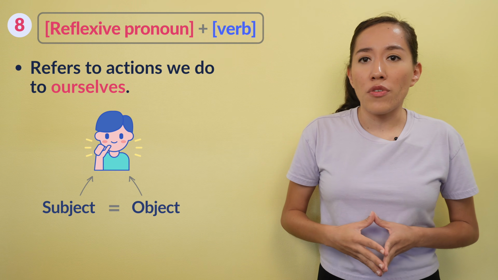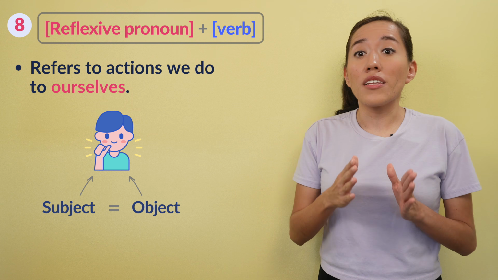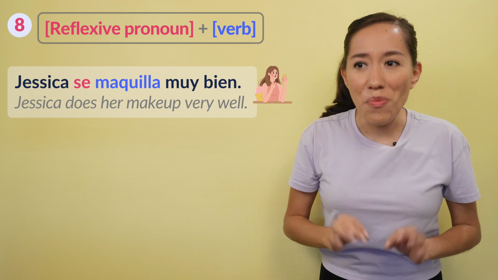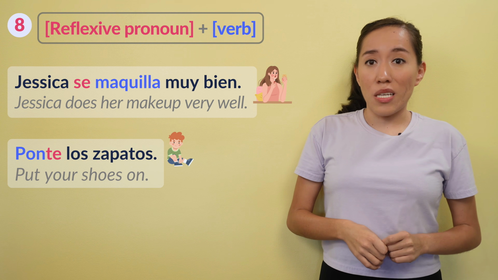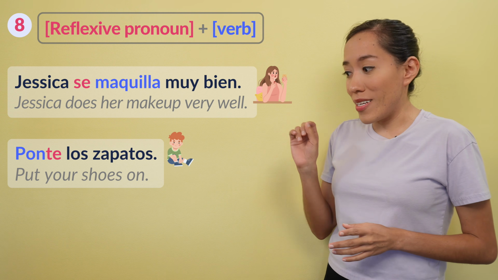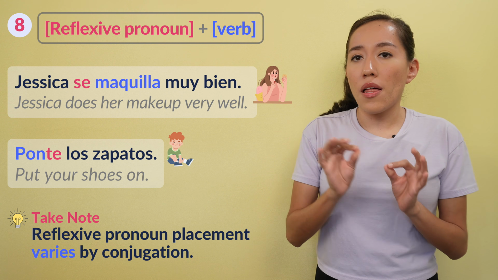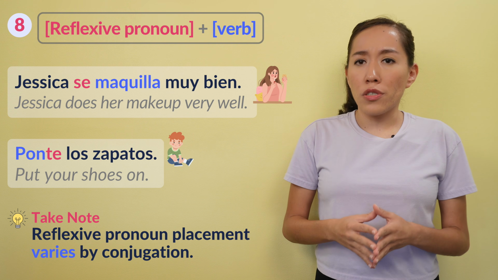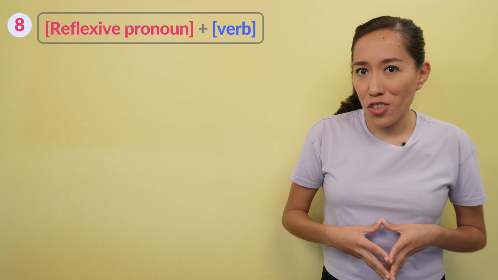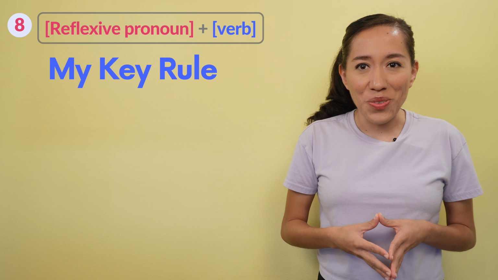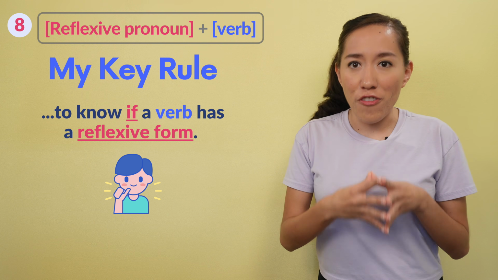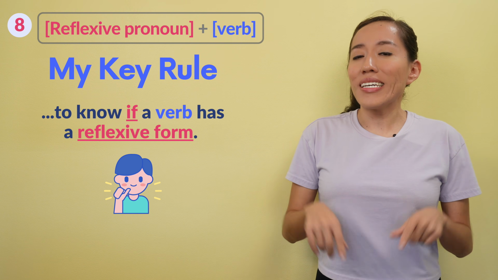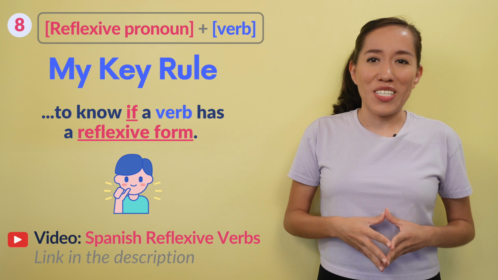There are plenty of actions in our daily life situations that we do to ourselves. For example, Jessica se maquilla muy bien. Ponte los zapatos. Como puedes ver con estos ejemplos, la posición del pronombre reflexivo is going to change depending on the conjugation we're using. If you're struggling with reflexive verbs, I have a key rule to help you determine if a verb has a reflexive form or not. You can learn more about that key rule in the link that I'm going to leave you in the description.